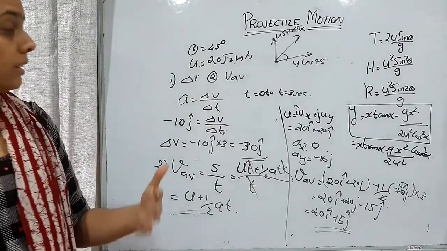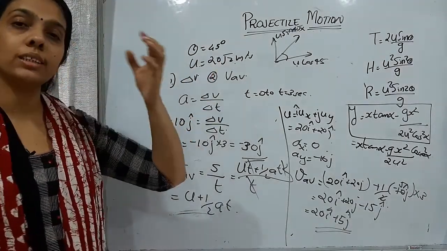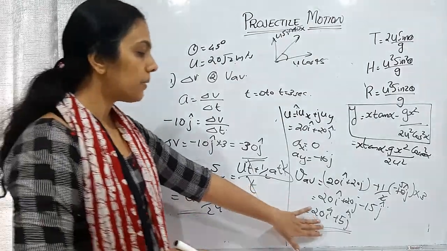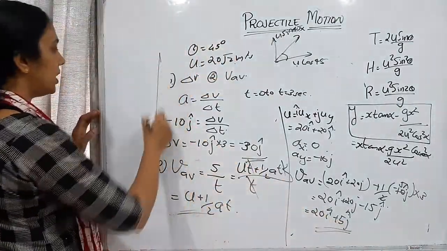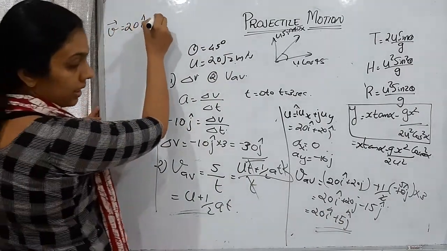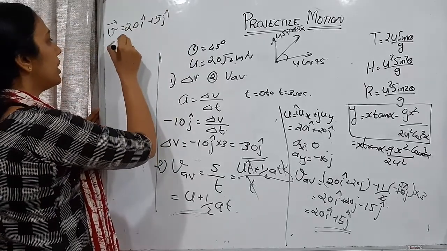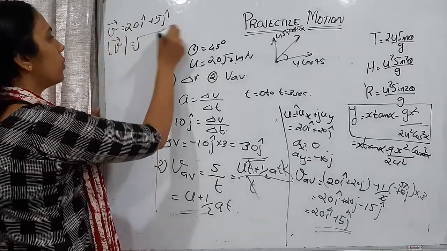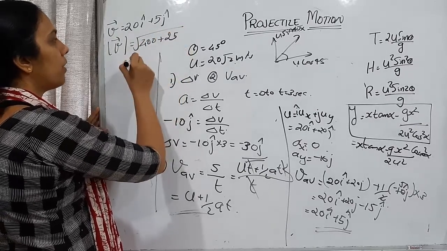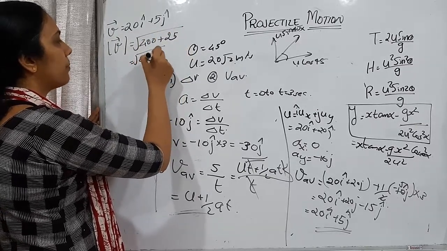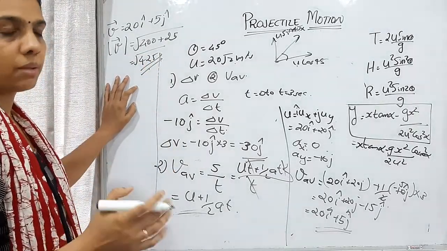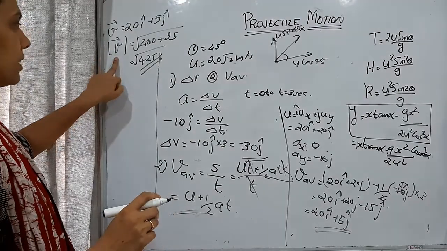So it's asked for the average velocity, magnitude and direction. How will we find the magnitude? Here we got the vector V equals 20 i cap plus 5 j cap. So the average velocity magnitude will be root of 20 square, that is 400, plus 5 square, that is 25, so root 425. That will be 5 into root something, that is the magnitude of V.